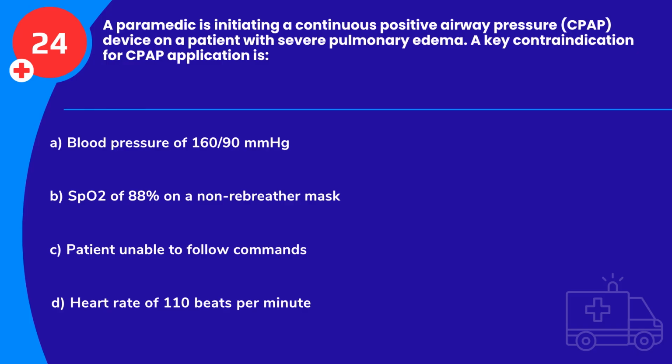Question 24. A paramedic is initiating a continuous positive airway pressure, CPAP, device on a patient with severe pulmonary edema. A key contraindication for CPAP application is A. blood pressure of 160 over 90 mmHg, B. SpO2 of 88% on a non-rebreather mask, C. patient unable to follow commands, D. heart rate of 110 beats per minute.